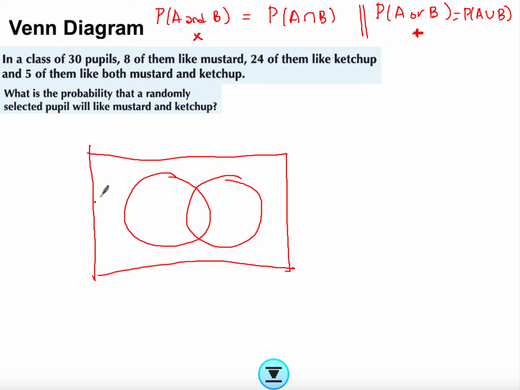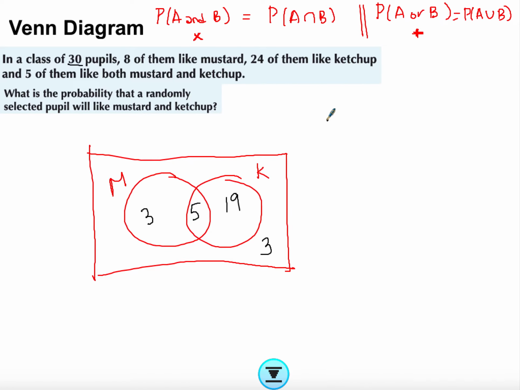let's say this is mustard and this is ketchup, and I'm putting the values in. Remember, always start with the center. So how many of them like both? It's 5. And then you start subtracting 5 from the rest of the results. If 8 like mustard and 5 of those 8 are in the center, it means that you have 3 left that only like mustard. And if you have 24 that like ketchup, but 5 of them like both, you have 19 that only like ketchup. And then the rest, remember that's 30 pupils, so the rest has to be 3. That's the remainder. So 30 minus 3 minus 5 minus 19 will give you 3.